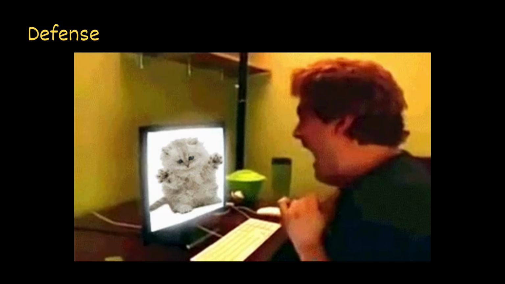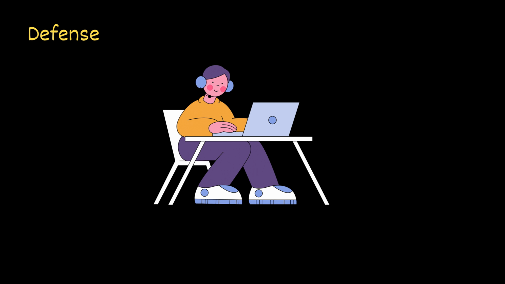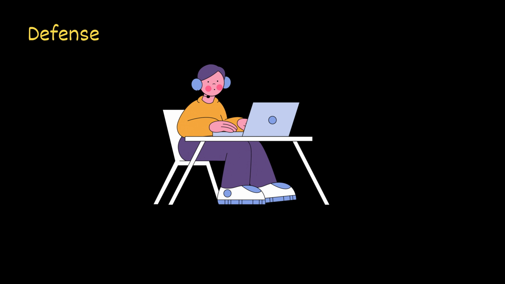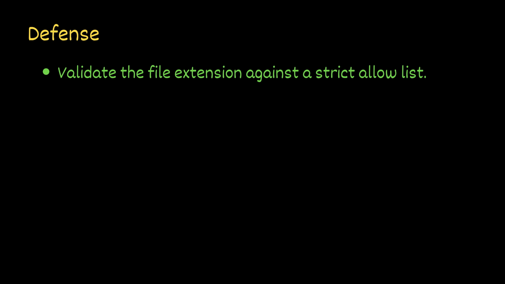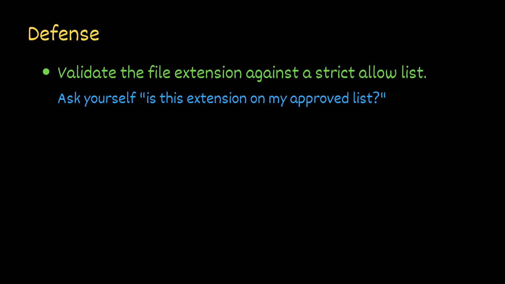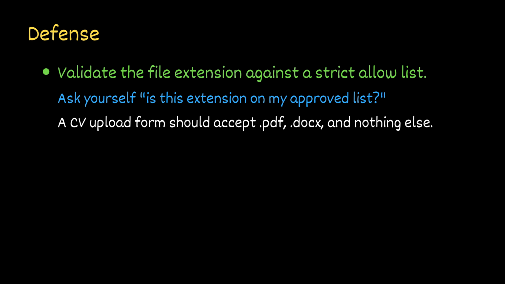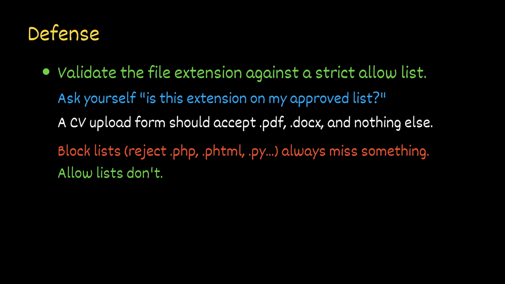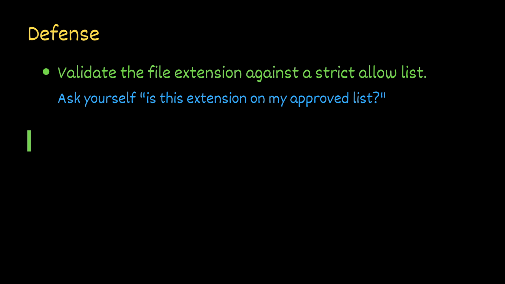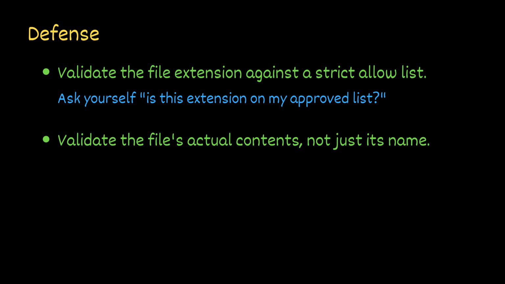So how to protect against file upload attacks? The good news is that defending against this is well understood. The pattern is the same in every language and every framework. Here are the 3 defenses that actually work. Validate the file extension against a strict allow list. Ask yourself, is this extension on my approved list? A CV upload form should accept .pdf, maybe .docx, and nothing else. Block lists, like reject .php, .py, and so on, always miss something. Allow lists don't.